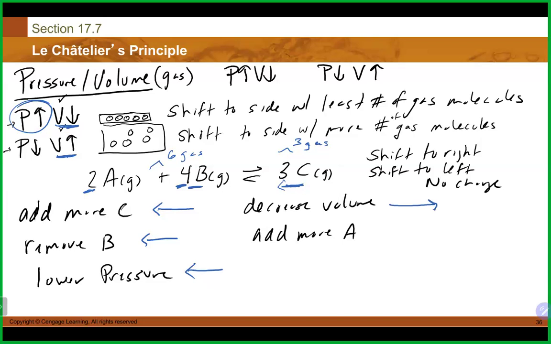And lastly, if we add more A, which is a reactant, it's going to go away from the left-hand side towards the product side. What's really happening is when we add more A, we now have more reactants than products, and that's going to cause the forward direction to occur in this case.